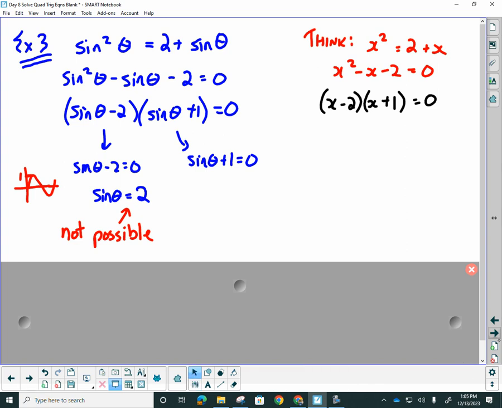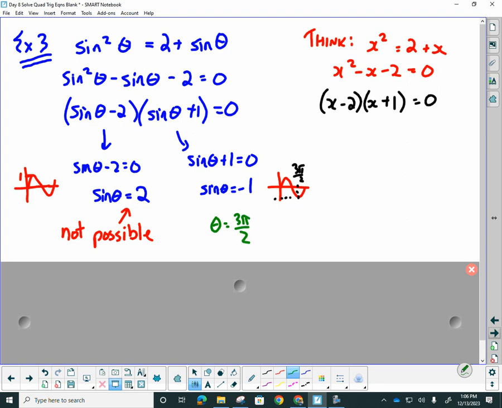Now what about the second half? Well, this one is a little bit more possible because it's sine theta equals -1. Draw my picture for this guy. And it's just like the one I just did. When is it -1? Right there at 3 pi over 2. And so theta equals 3 pi over 2.